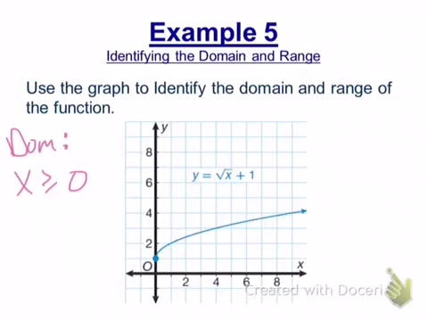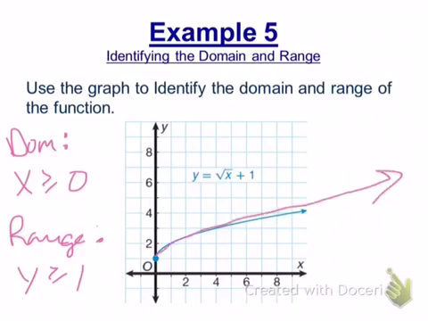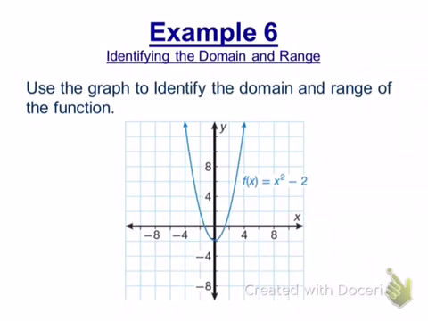What's the range? Y is greater than or equal to 1. Y is greater than or equal to 1 is correct. Because it starts right there at 0, 1 and goes up. It's going to go up forever. Because the square root of 9 million is 3,000. It's going to get higher. It's growing slowly, but it's growing. All right? Good. You guys got that pretty good.